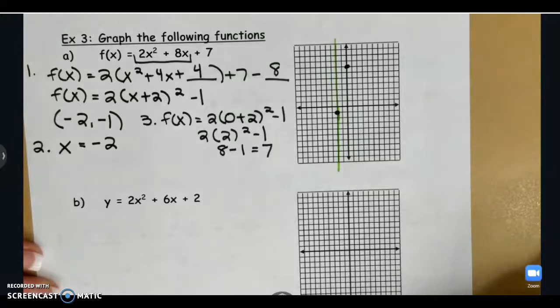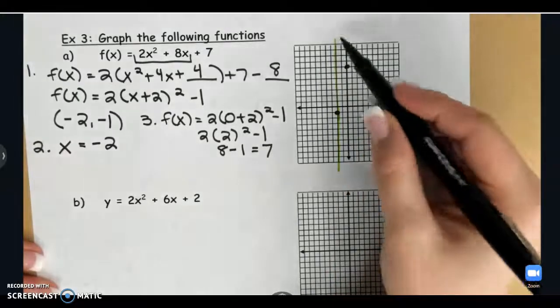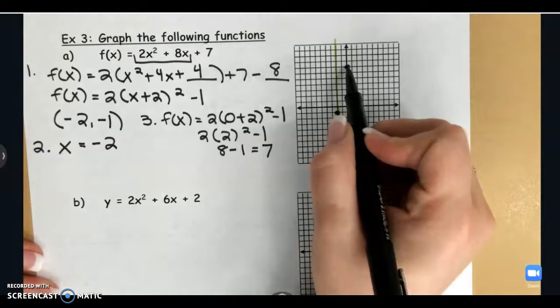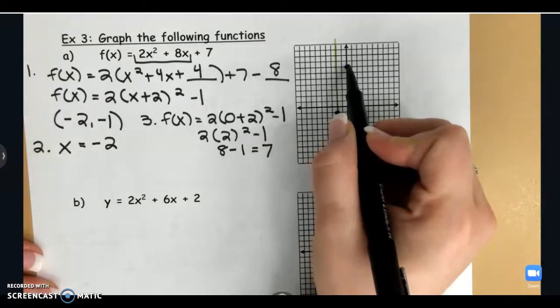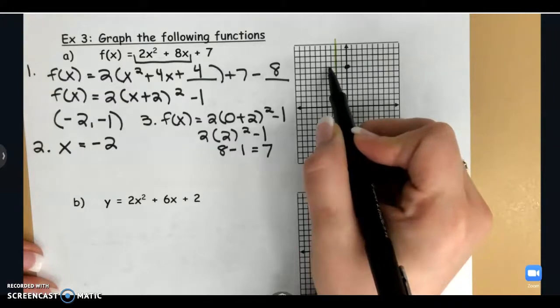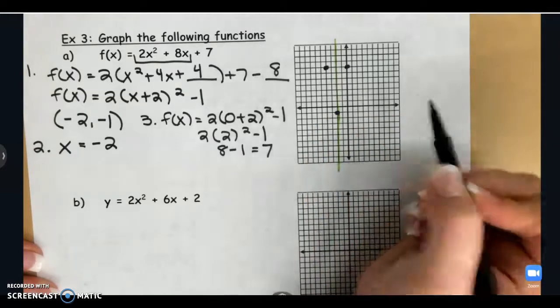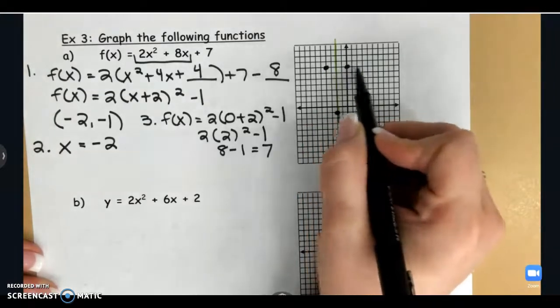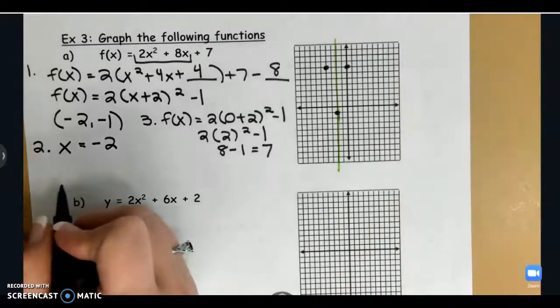Now this is where we find the symmetric point using our axis of symmetry. So this y-intercept is 2 away on the right side from the axis of symmetry. So the symmetric point is going to be 2 away on the left side. So that's how you find the symmetric point using your axis of symmetry.